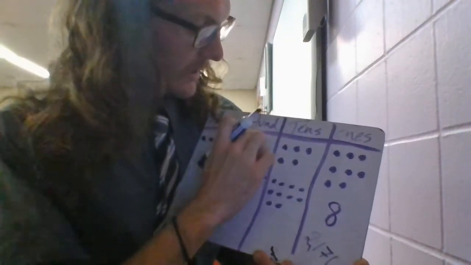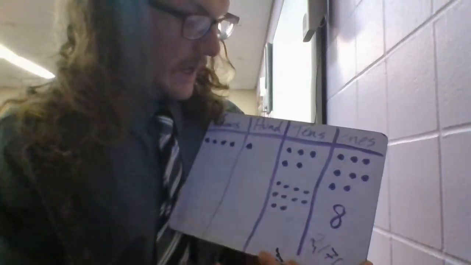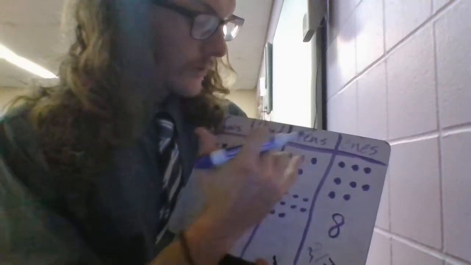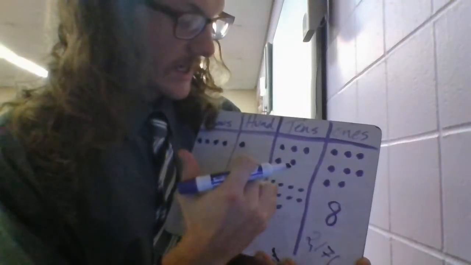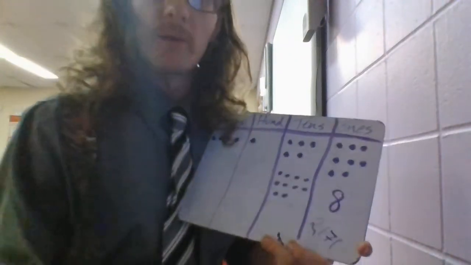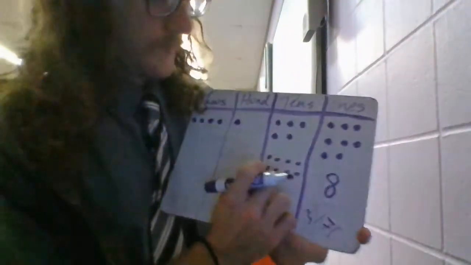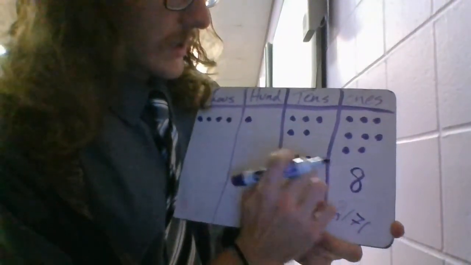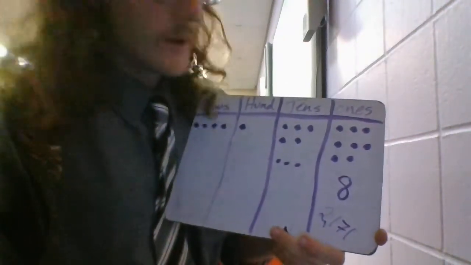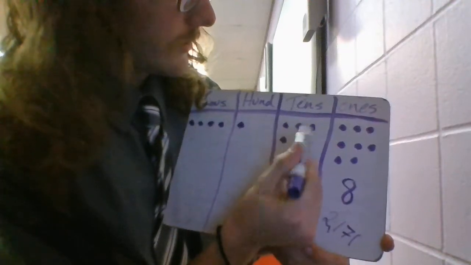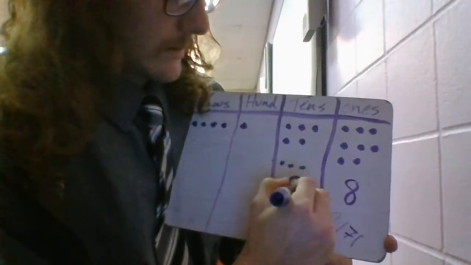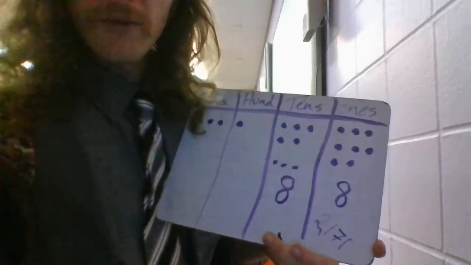Now this one is not 100 anymore. And now instead of 5 tens, we have 1, 2, 3, 4, 5, 6, 7, 8, 9, 10, 11, 12, 13, 14, 15 tens. Now can we take 7 tens away? 1, 2, 3, 4, 5, 6, 7. How many are left? 1, 2, 3, 4, 5, 6, 7, 8. So far, so good.